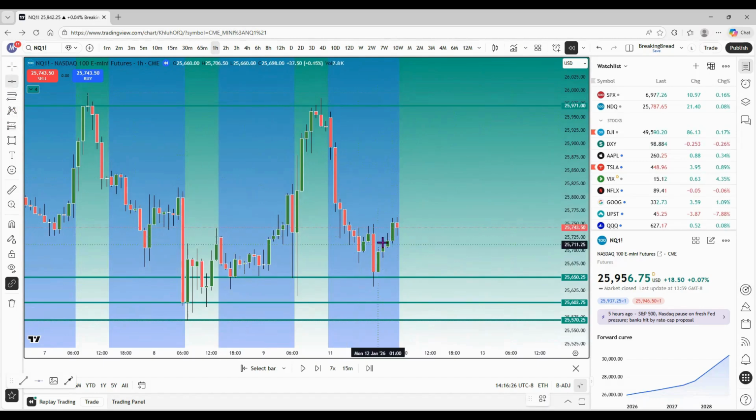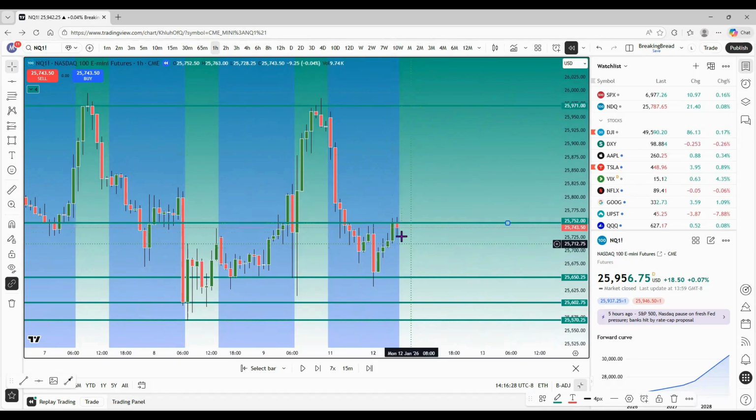Let me draw the line so y'all can see it. Right? So we can clearly see we got action from this level before. So I know if price can close above this area based off the hour, we should head to this target here. But remember the rectangle that I talked about, right?